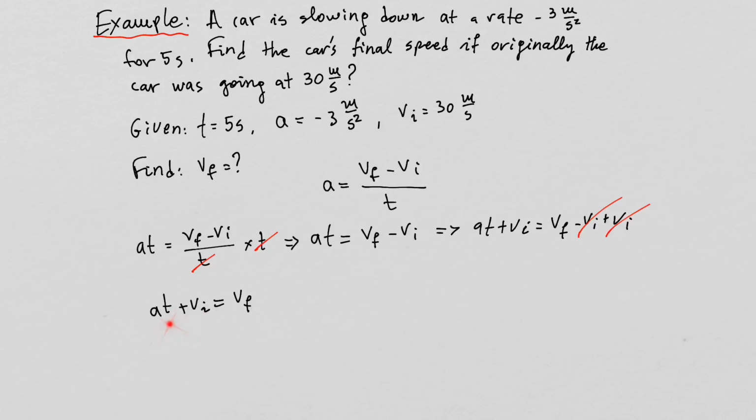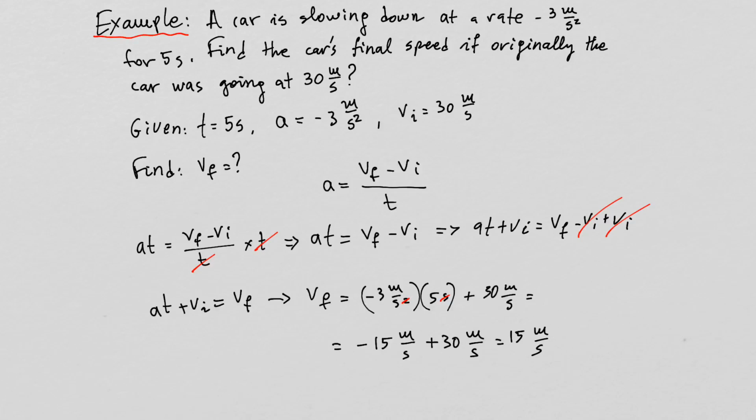Now I can substitute the values of a, t, and v initial here and calculate the result. So substituting the values, I have negative 3 meters per second squared times 5 seconds plus 30 meters per second. Here I have seconds to the second power in the denominator, and here I have times seconds, so the second power will cancel those seconds here. And so what I will be left with is meters per second only. So I have negative 15 meters per second plus 30 meters per second. That is 15 meters per second for the final velocity.